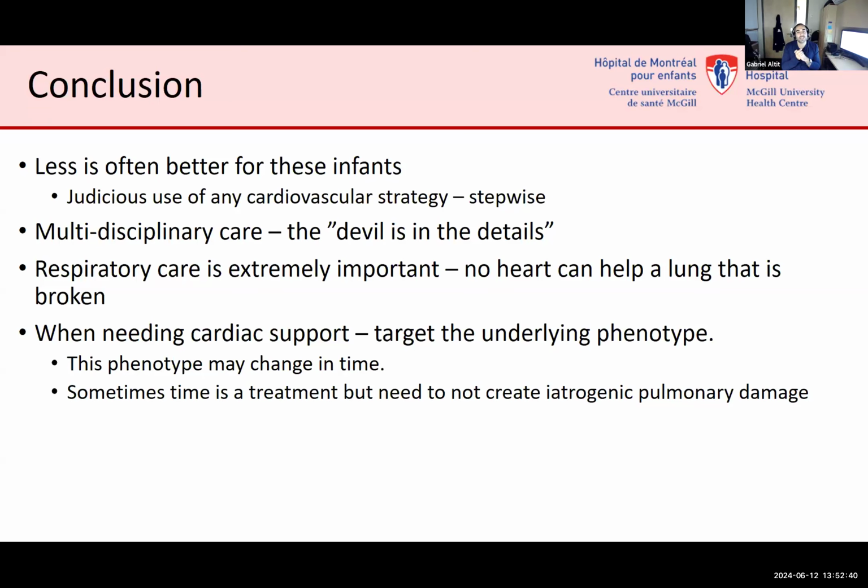And when needing cardiac support, I think that targeting the underlying phenotype is going to be the most judicious strategy, that this phenotype may change and that sometimes time is a treatment, but you need to be aware that with time you introduce therapies which can bring some degree of iatrogenism and eventually could lead to some degree of harm to some of these organs. And so that's why the ECMO question is always a good question, especially when you start seeing some adverse lung changes in some of these patients on mechanical ventilation.